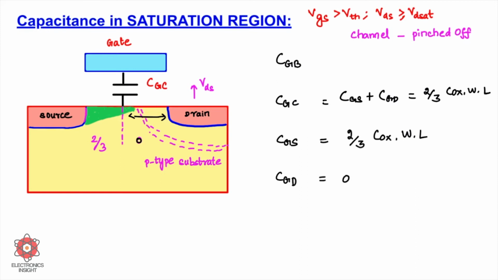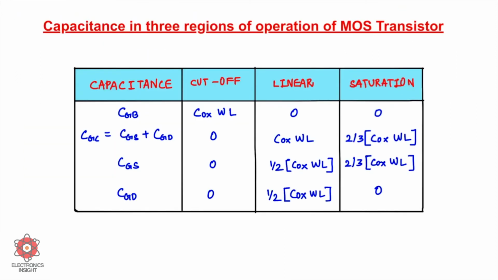And gate to body capacitance, here we do not concentrate on body because we have an in-between formation of channel which is pinched off. So gate to body capacitance is going to be 0. This is a summary of capacitance in 3 different regions of operation of the MOS transistor. So whatever I have derived in the last 3 slides is shown in the tabulation format.